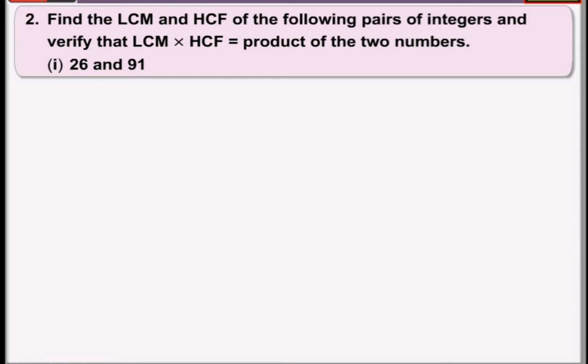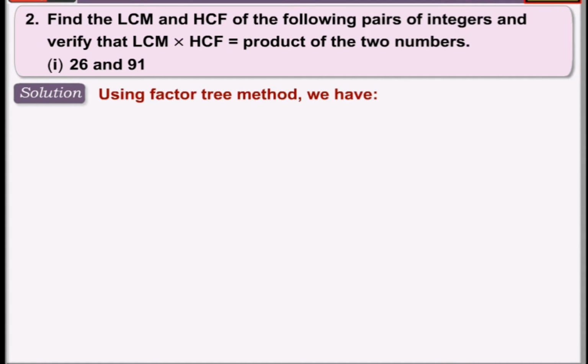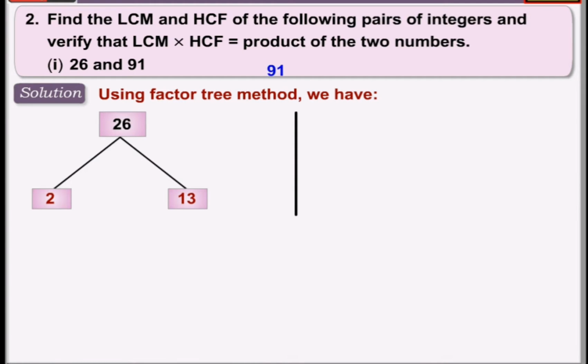Find the LCM and HCF of the following pairs of integers and verify that LCM into HCF is equal to product of the two numbers. Number 1, 26 and 91. Solution. Using factor tree method, we have factors of 26 are 2 and 13. Factors of 91 are 7 and 13.